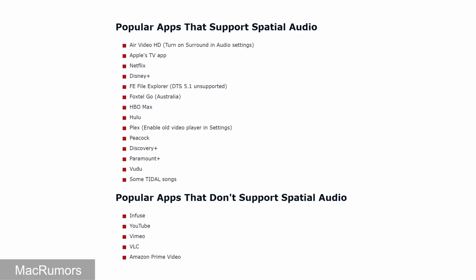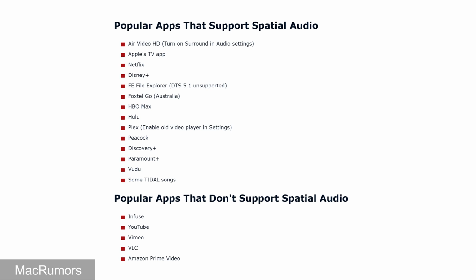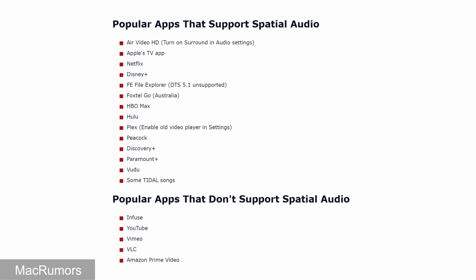Spatial audio only works with supported apps that include Apple's TV app, Netflix, Hulu, HBO Plus, Paramount Plus, but a couple that are not supported are Amazon Prime and YouTube. With those, you do still get some enhancement.